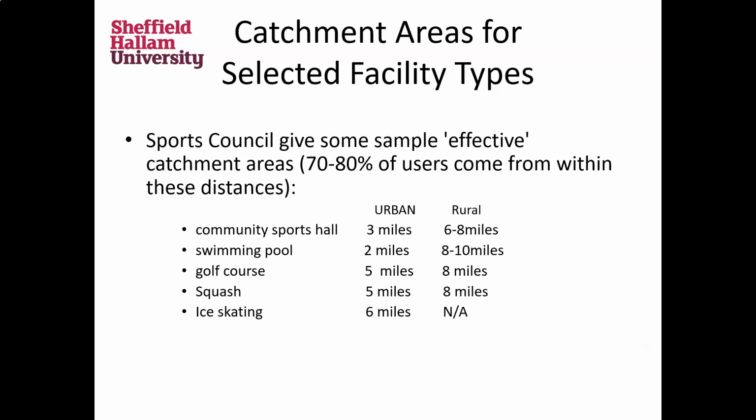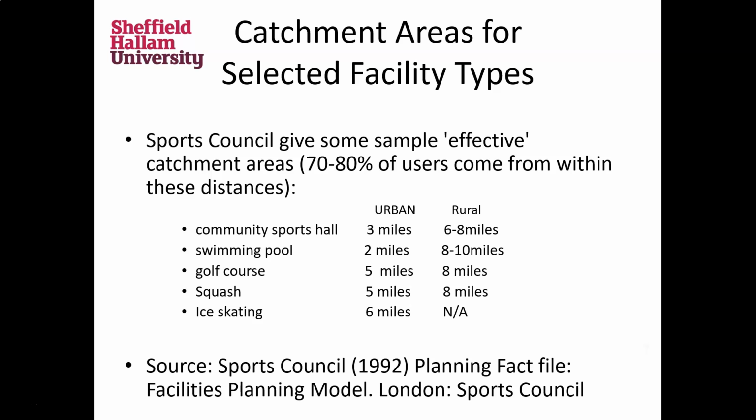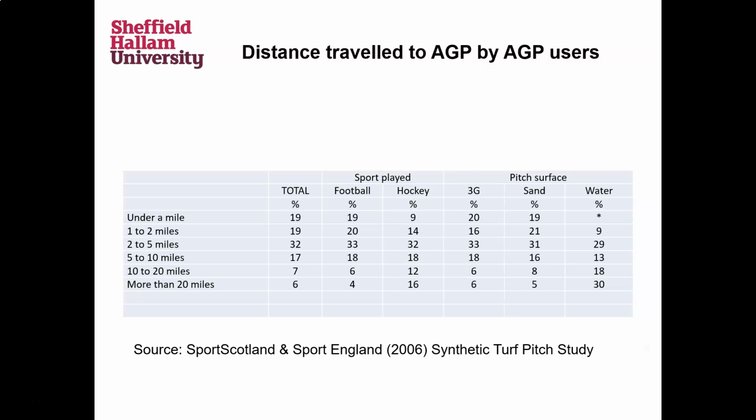So, we've got swimming pools and golf courses on this slide here. And on this slide here, we've got some data for artificial grass pitch users. This is from a survey done by Sport Scotland and Sport England, which is called the Synthetic Turf Pitch Study. And so we can see that really the majority of users, so if we think 70% of users of artificial grass pitches here, if we look at these cells here, travel from within 5 miles.